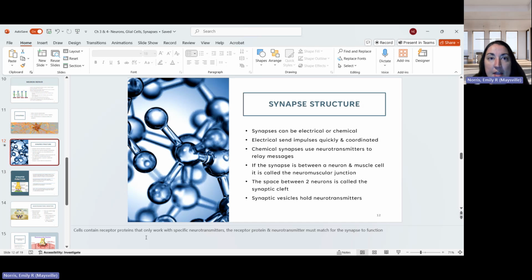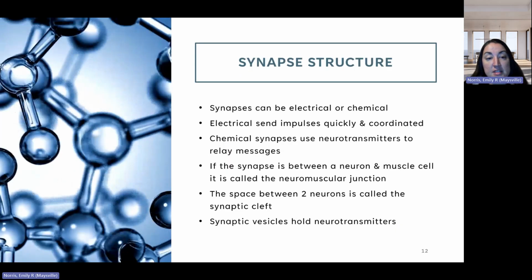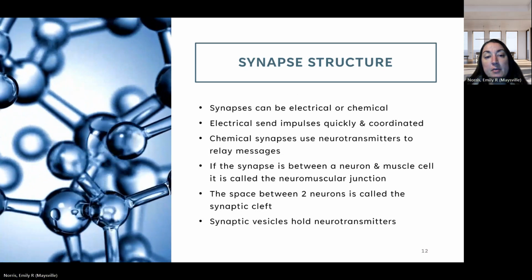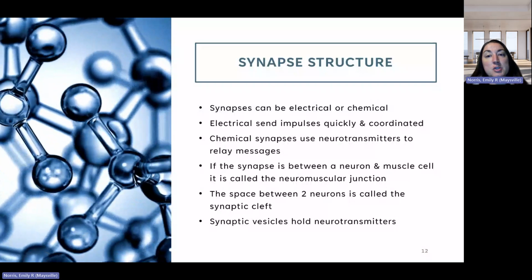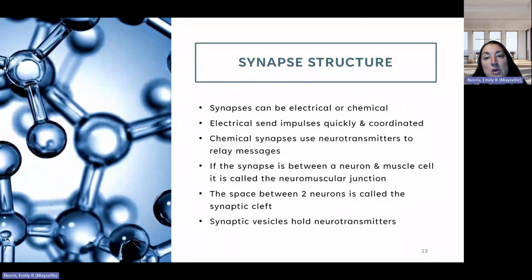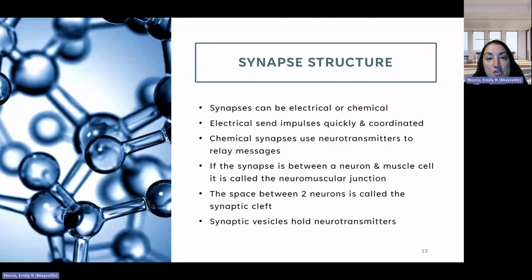From one synapse to the next neuron, the cells in the next neuron contain receptor proteins that only work with specific neurotransmitters. So those proteins and neurotransmitters must match for the synapse to function. If one specific neurotransmitter is being released, the receptor proteins on the next neuron must match that neurotransmitter and know what to do with it in order to cause a message to be relayed.